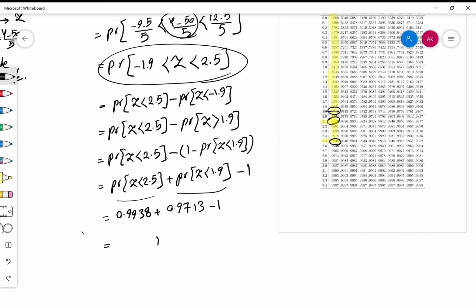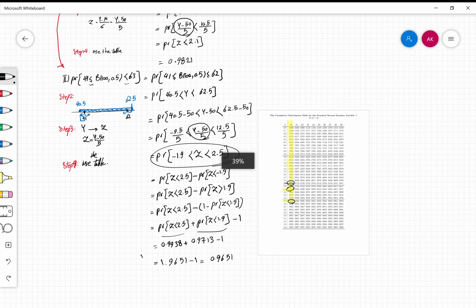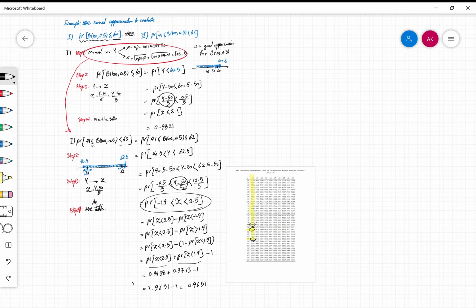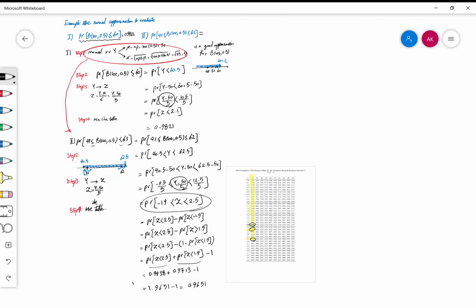1, then 1 goes there. 1 and 3, 4. And then we have 5, 7, and 9 is 16. Then 1 goes there. 9 and 9 is 18. We have 9 there, 1. And then minus 1 gives us 0.9651. Again, following all the steps, we were able to compute the probability of B(100, 0.5) being between 41 and less than 63, which is equal to 0.9650.